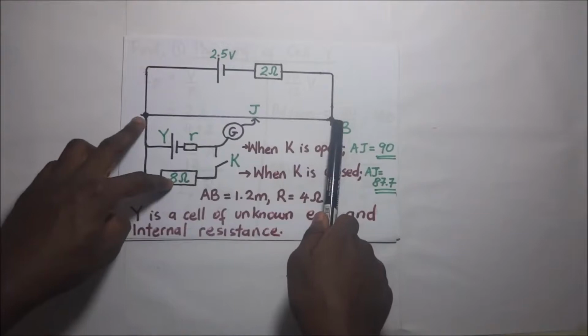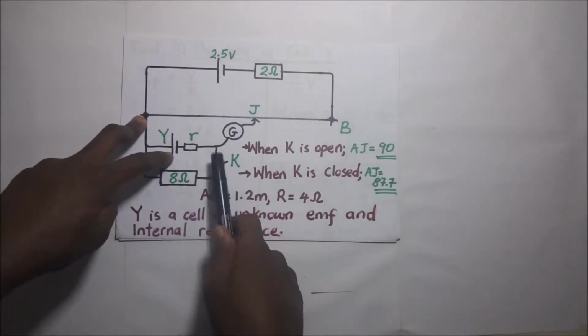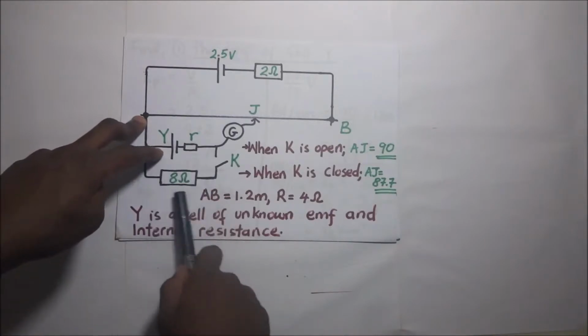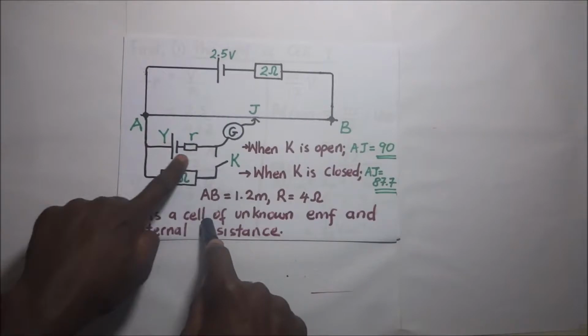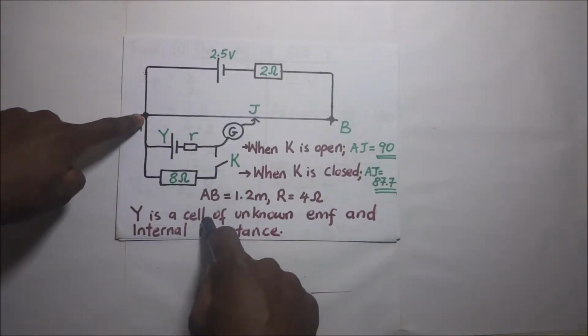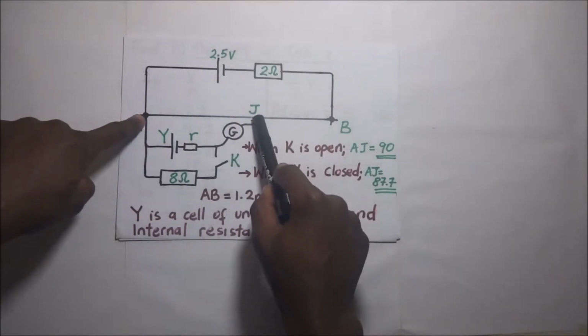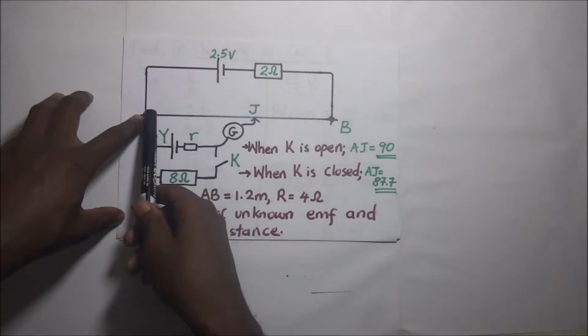After finding the PD per unit length of that slide wire, we know that when K is open, this 8 ohm resistor is redundant, and so the potential difference across this cell, which is the EMF of that cell, will be equal to the potential difference across the balance length AJ. That is when K is open.